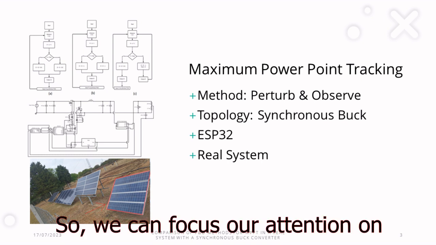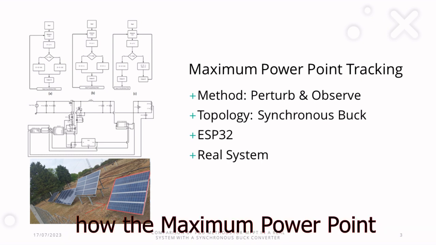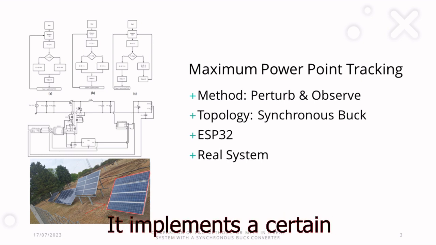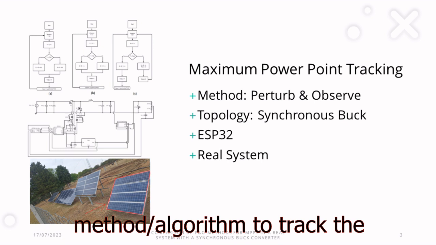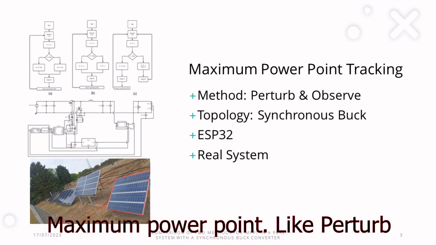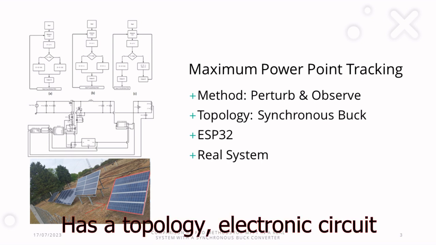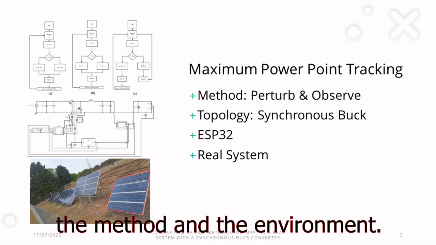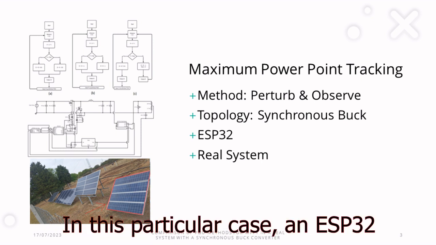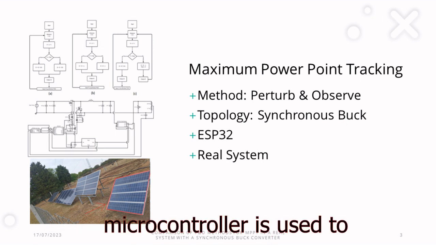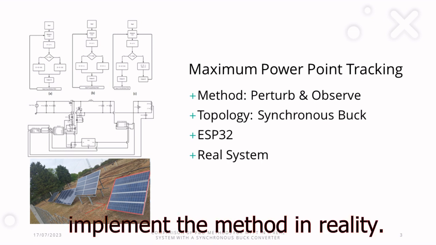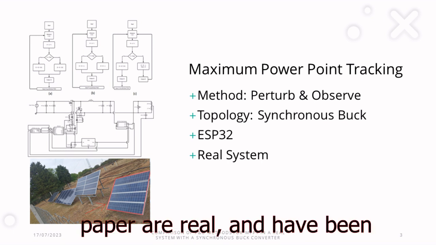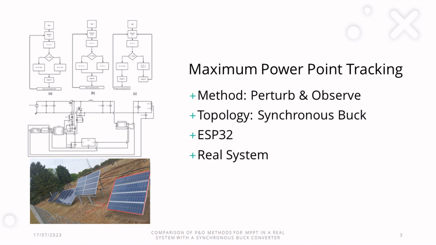So we can focus our attention on how the maximum power point tracking controller has four properties. It implements a certain method or algorithm to track the maximum power point, like Perturb and Observe. It has a topology, an electrical circuit that works as an interface between the method and the environment. In this particular case, an ESP32 microcontroller is used to implement the method in reality, because every element in this paper is real and has been physically implemented in the field.